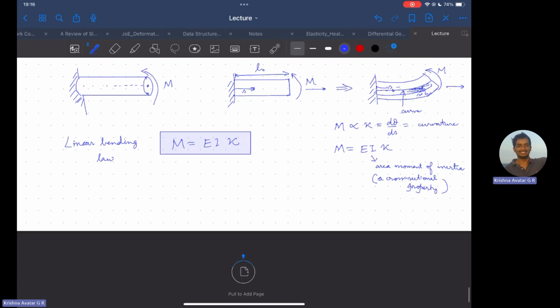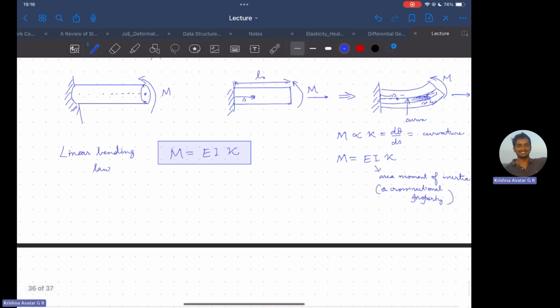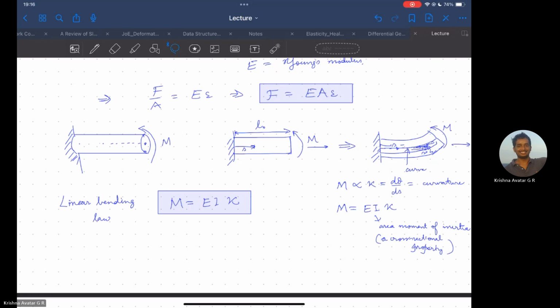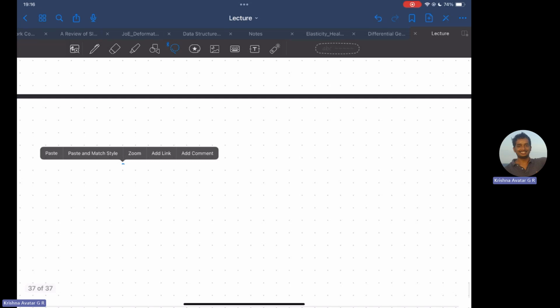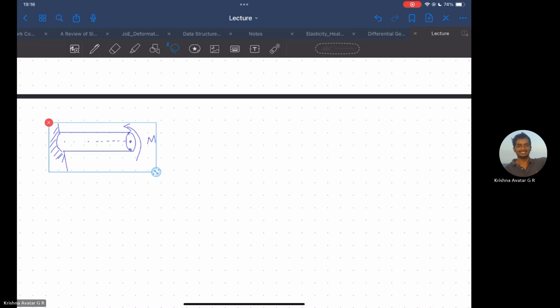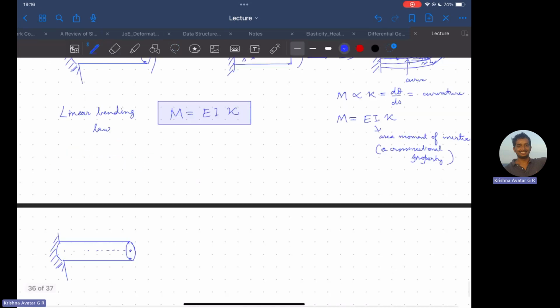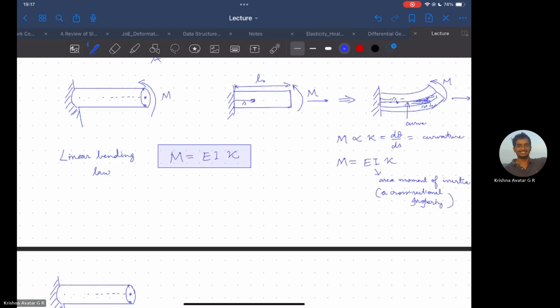So this was bending. Now there is another scenario, and I'll take this figure here. I'll just copy it and paste it here. So bending was like we are applying a load perpendicular to the cross section, loosely speaking.